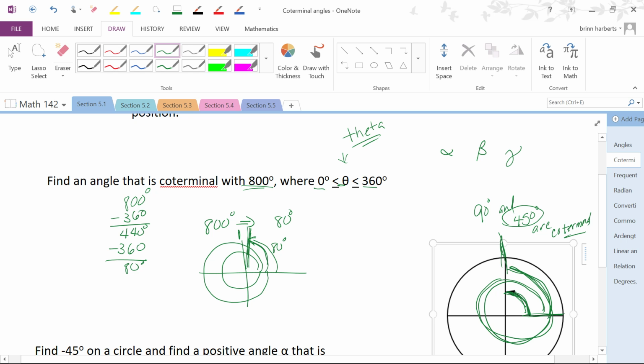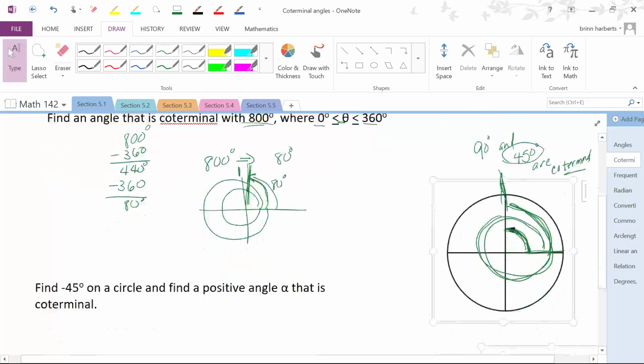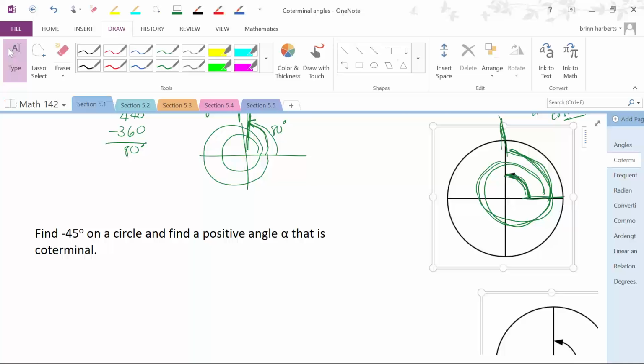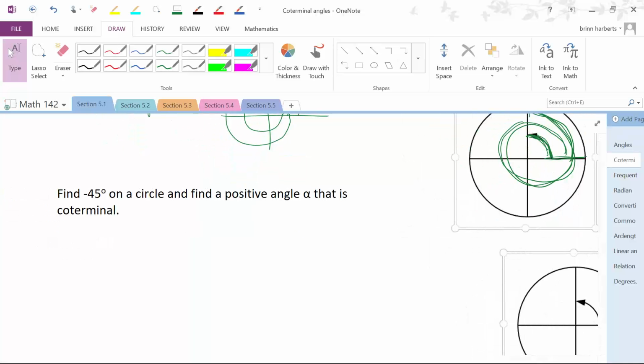Those two angles are coterminal. Okay. Let's look at this one. Let's find negative 45 degrees on a unit circle and then find a positive angle that is coterminal to that.